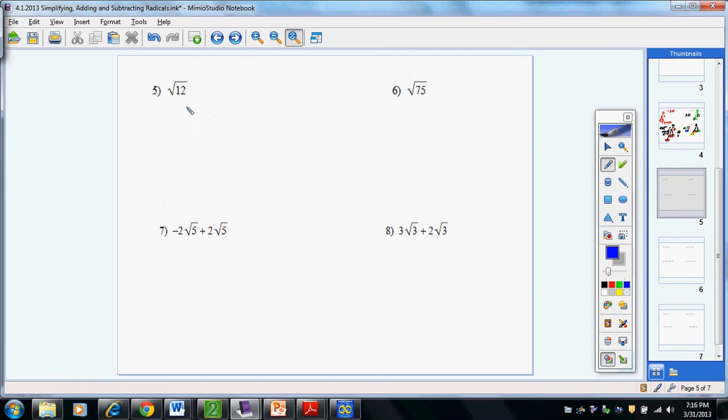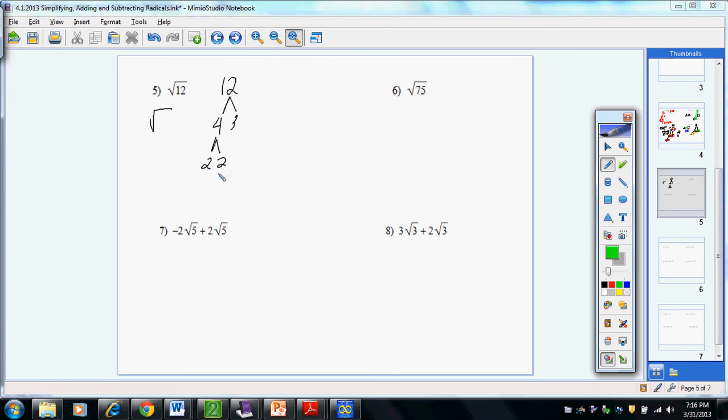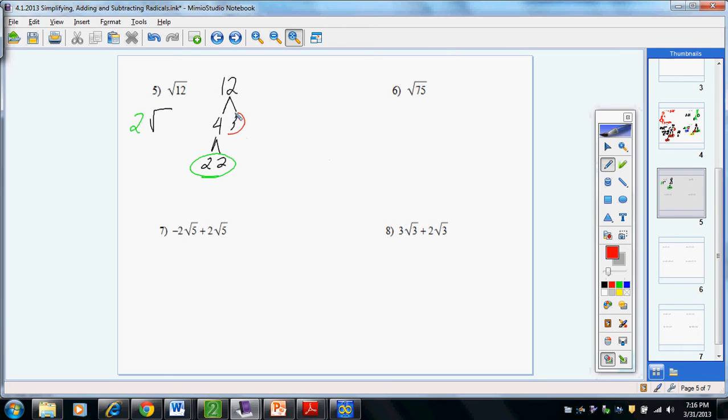Okay. 12. Again, we're going to put the radical sign right here, and we're going to go ahead and factor 12. 12 we could say is 4 times 3, and 4 is 2 times 2. So again, we see that we have the pair of 2's out here, and we are left with 1, 3 left over. So we'll leave that there.